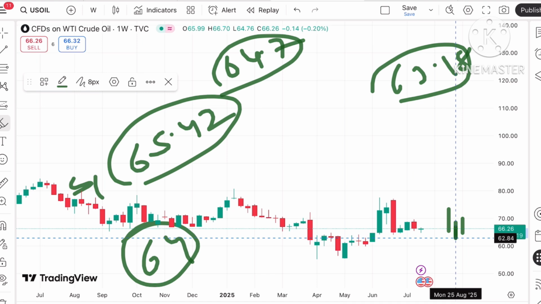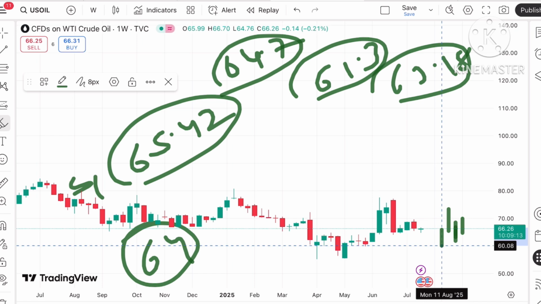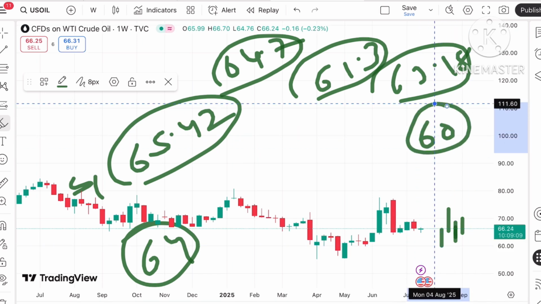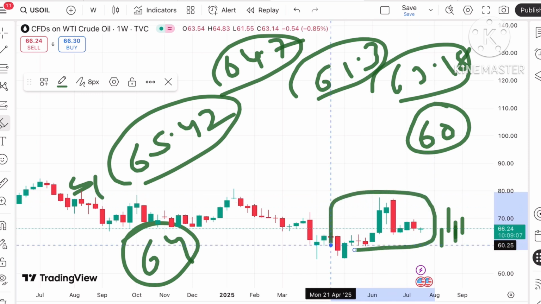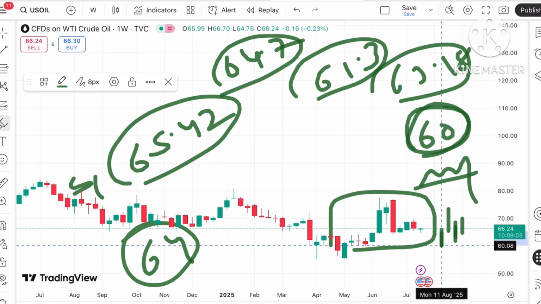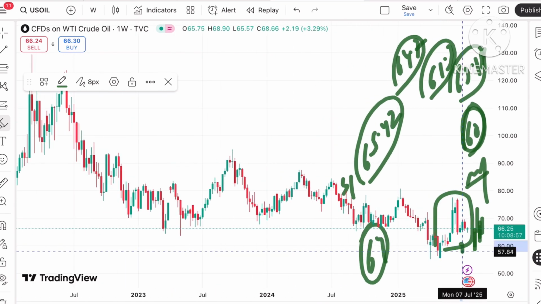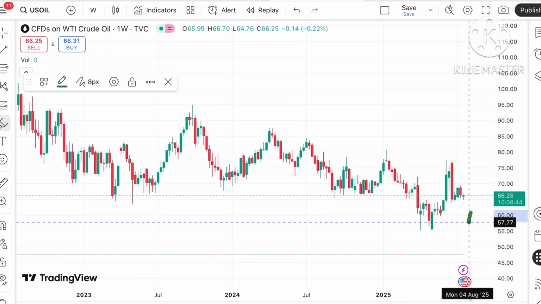And if the price falls below 63.18, a further downfall can be seen towards $61.3. And if the price falls below 61.3, chances of going towards a level of $60 will be there. And then there will be a zone breakout. This $60 is already tested, so we can see the price can fall further down. And after that we can see the next support, that is around 56.46.